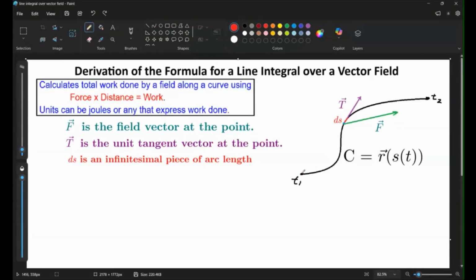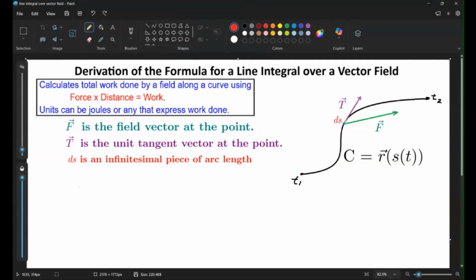And what we're doing is trying to figure out how much work was done over this curve from t1 to t2. We're going to use force times distance equals work. That's the definition of work. Our result could be in joules, or whatever unit we're using to express the work done. And so force times distance is what this is all about.